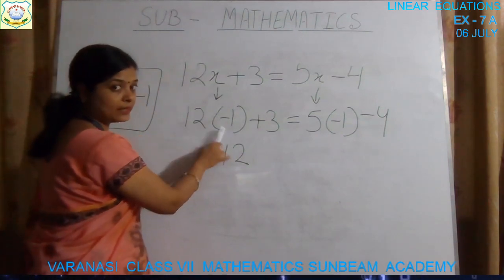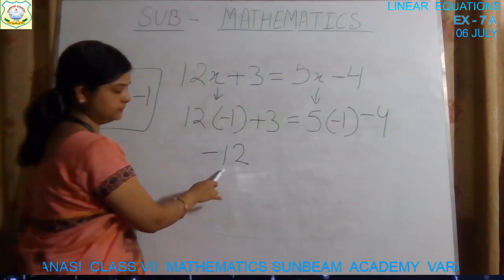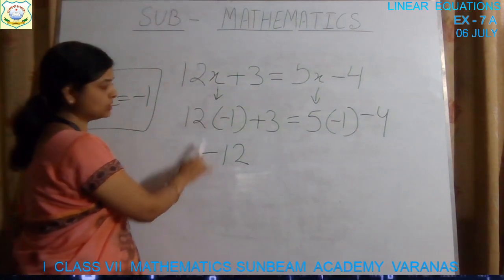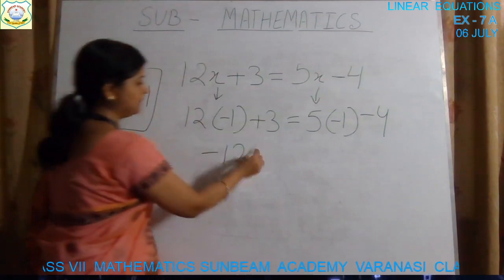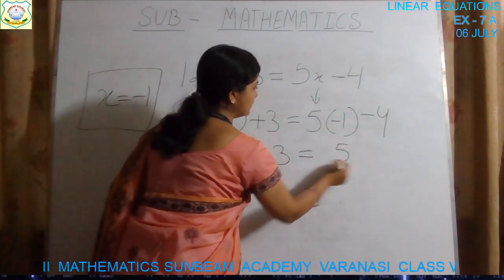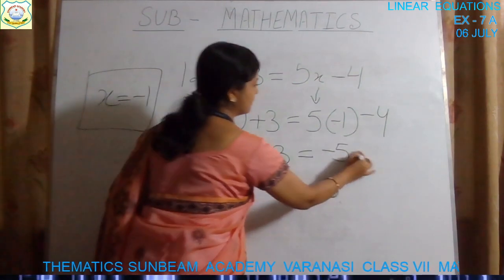You are multiplying integers. 12 ones are 12. Plus minus will become minus. In the case of multiplication, if the signs are different, you will put minus. Plus 3 is equal to 5 ones are 5 with negative sign. One is positive, one is negative. It will be minus 5 and minus 4.